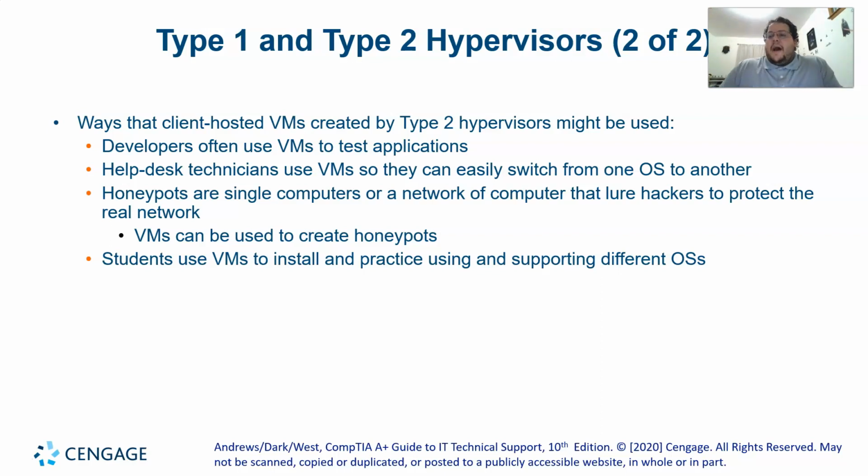A nice new use is a honeypot. What a honeypot does is isolate one little area on your network to lure hackers into it. So I could have a part here where all the hackers want to go. That's nice. Student users, like we use in the lab.